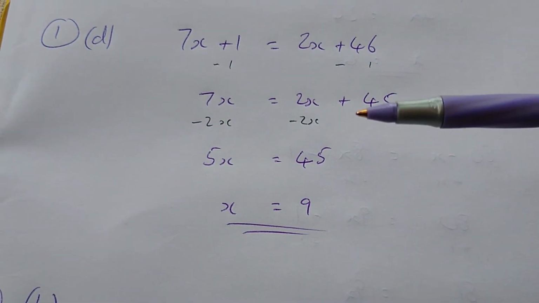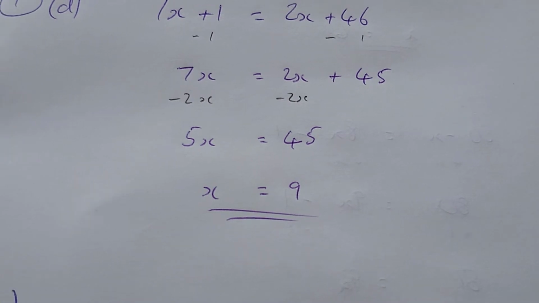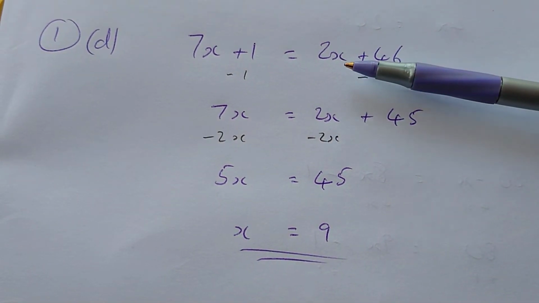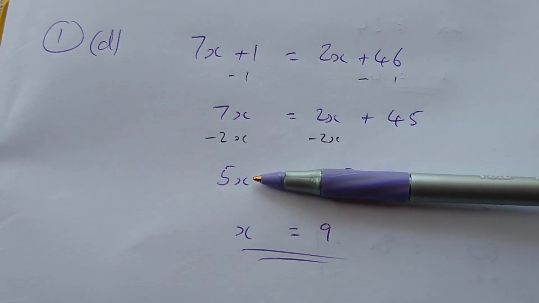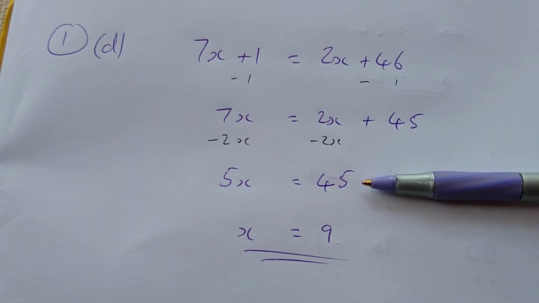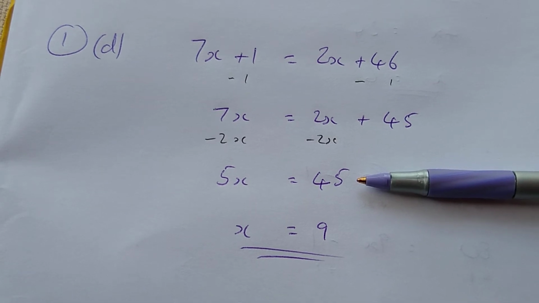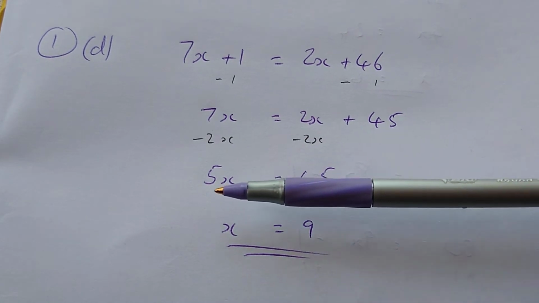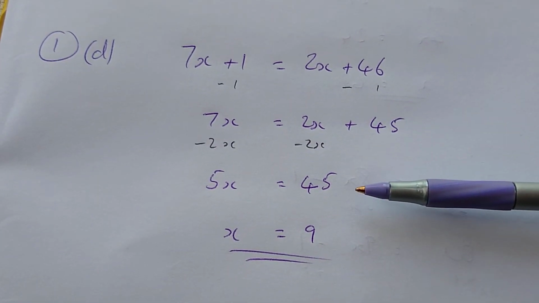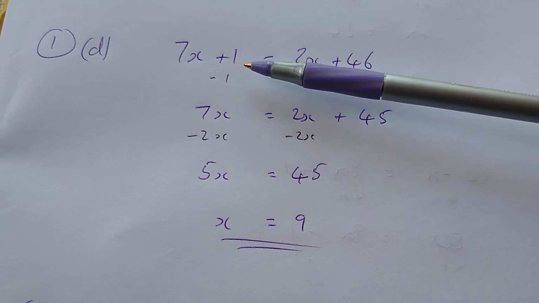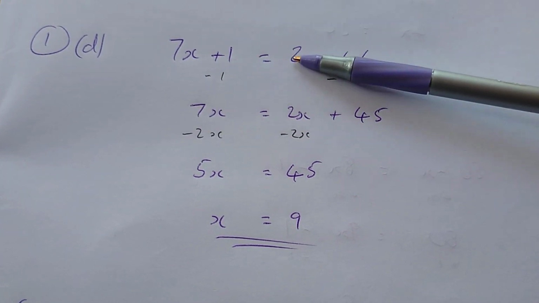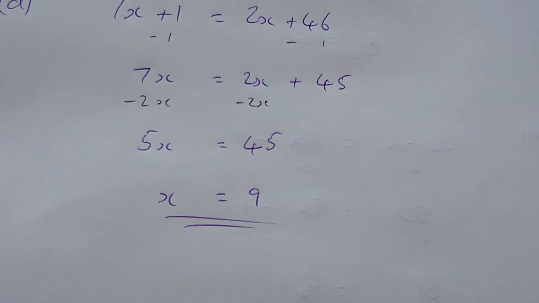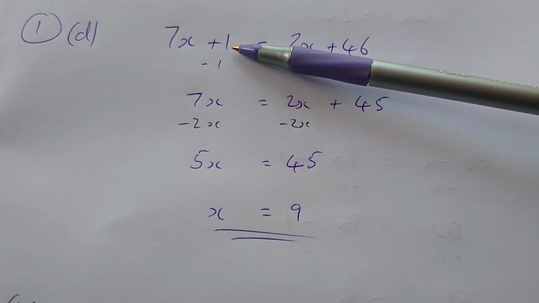Right, let's talk about how to work that out. What we need to do is rearrange this so that we have x terms on one side and number terms on the other side. What we're looking to do is rearrange so that we're left with so many x's equals something. Let's look at how we do that. We've got an equal sign. Because these are equal, whatever we do to one side of the equation, we must do to the other side. Okay, so here we've got 7x plus 1.